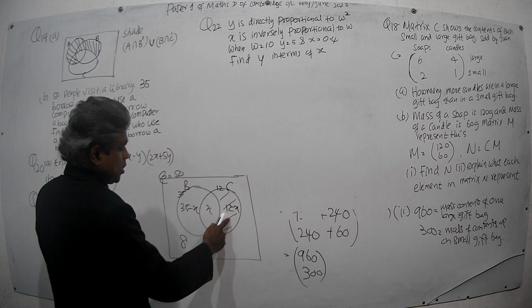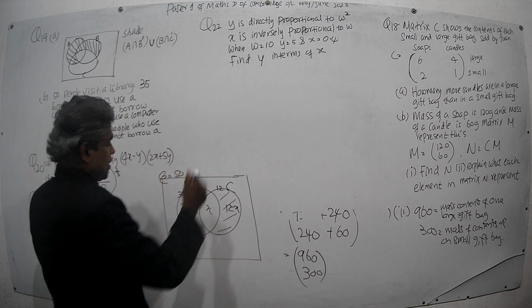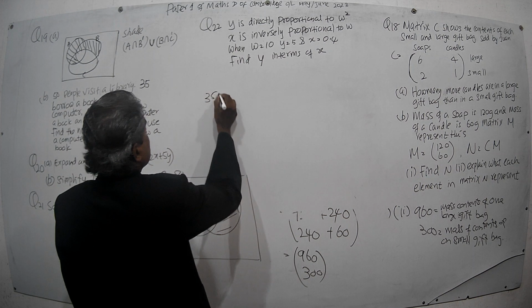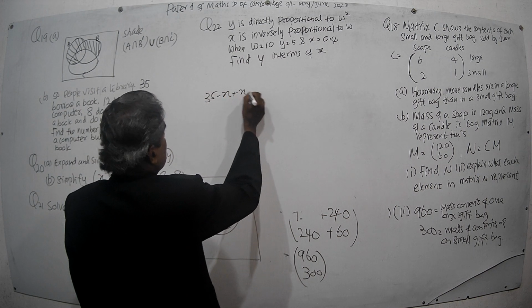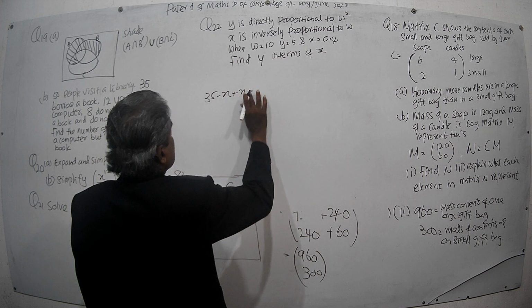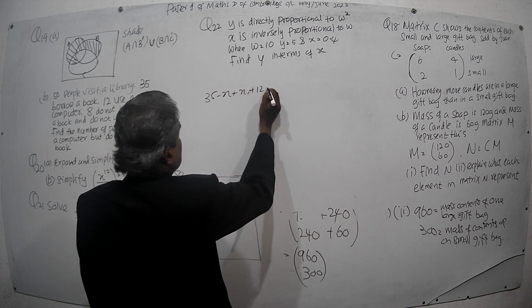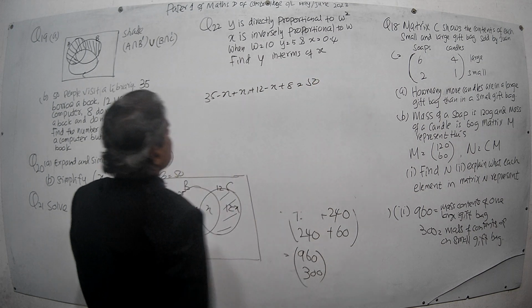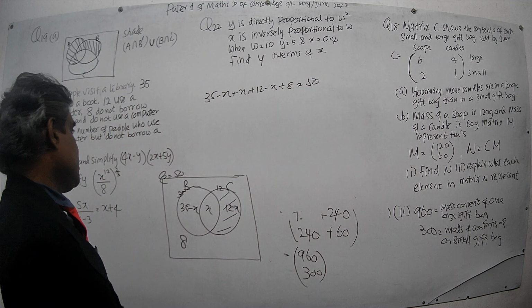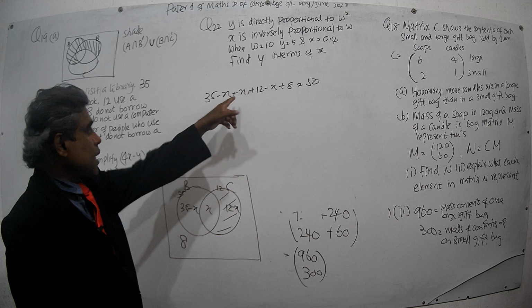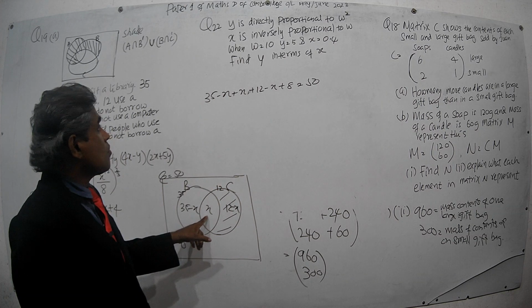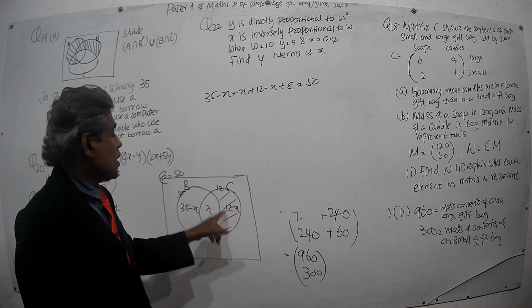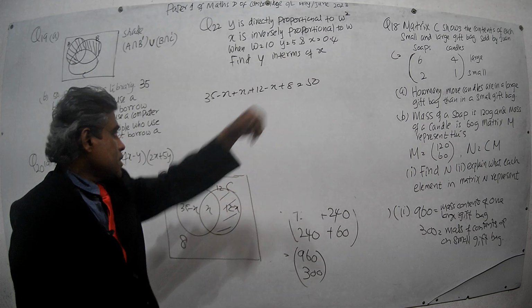This plus this plus this plus this equals total number 50 like that. 35 minus 6 plus x minus x plus 12 minus x plus 8 equals 50. Okay, right. Then 35 minus x plus x plus 12 minus x and plus 8 equals 50.